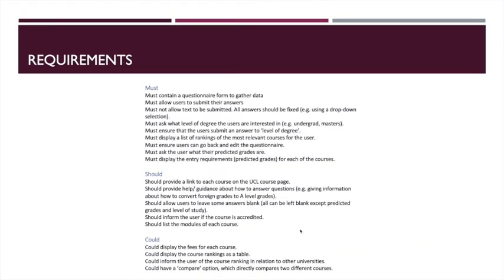The slide demonstrates the MoSCoW list we created as a result of our research. We prioritized the key features in our must list, such as having a questionnaire to obtain the students' data and providing a drop-down selection for the users to submit their answers. This was very useful as it acted as a checklist during our coding stage to make sure that we remained focused on the most important functionality.